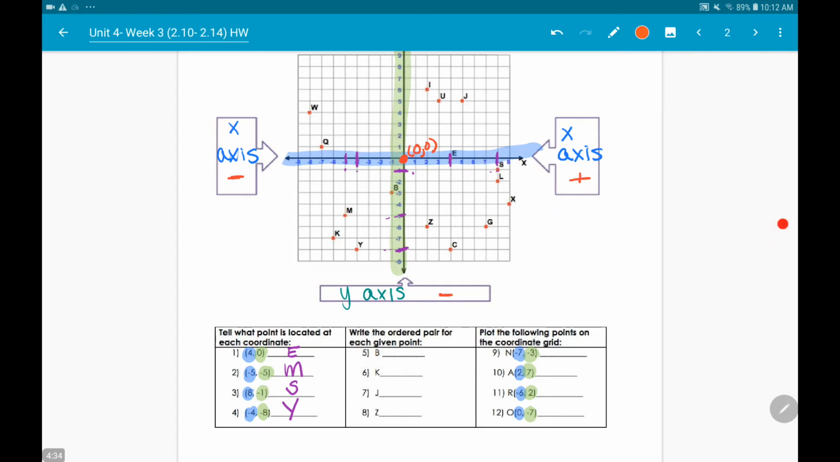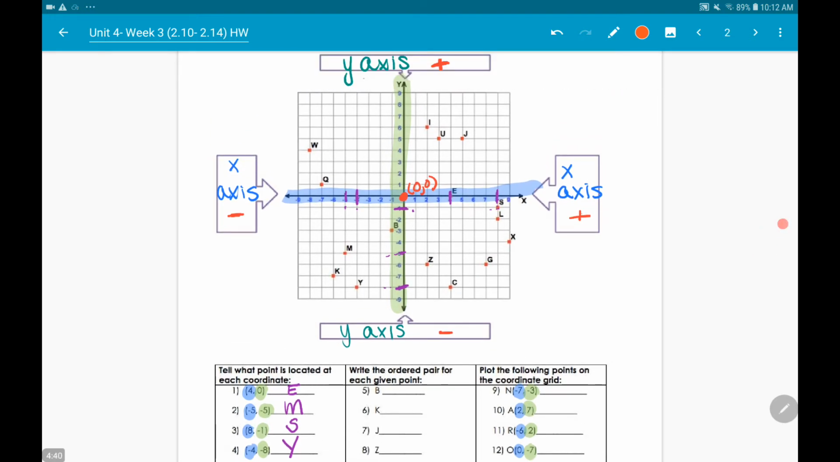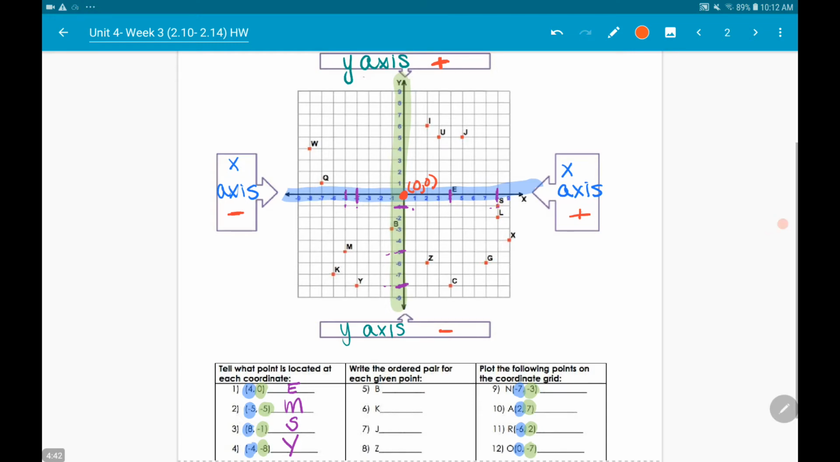All right, write each ordered pair for the given point. So I'm going to find these points. We're looking for B. I find B, it's right here. First, again, I look at my x because I'm looking at blue first. So that's -1, comma. Now I look at my green, or my y, that's -3. Make sure to put parentheses around it.